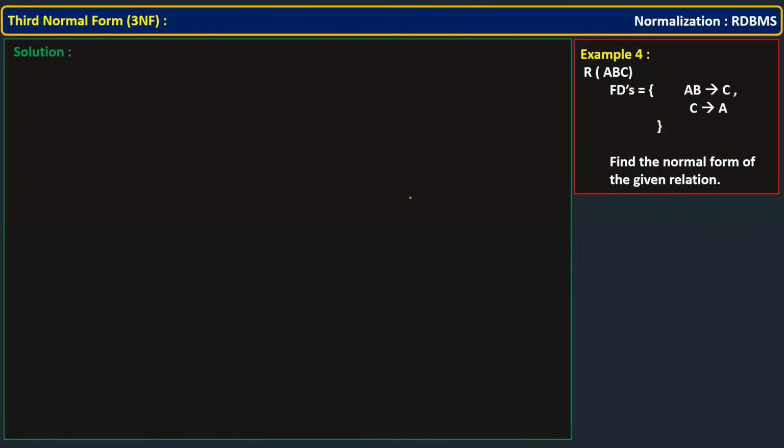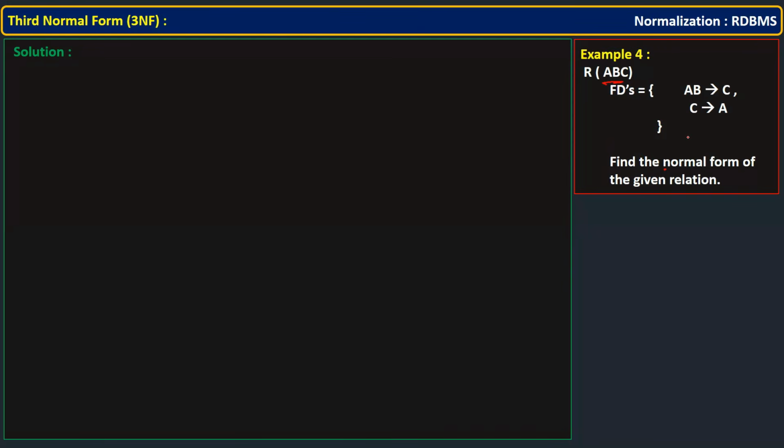Hi. So now let us see one more example under third normal form. Though it looks simple, it is something we are going to see in this. He is asking in which normal form this is, whether it is in second normal form or third normal form.